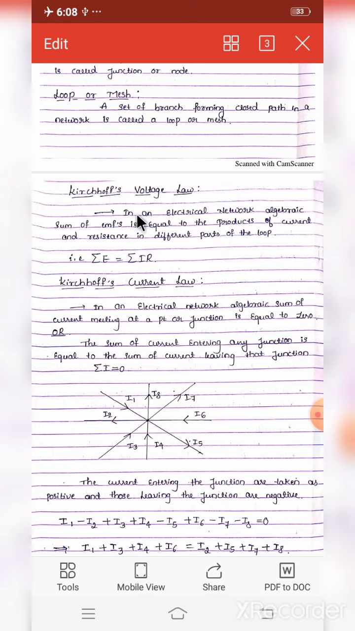Already Kirchhoff's voltage law and current law, you will learn in your second PUC. See here, very easy this is. In an electrical network, the algebraic sum of the EMF is equal to the product of current and resistance in different parts of the loops. Here, the algebraic sum E1 plus E2 plus E3, these are the EMFs. Those can be written as summation of E: capital E1 plus capital E2 plus capital E3 and so on up to plus capital En. Those can be written like this: summation E equals summation I into R. I means current, R means resistance, the product of the current and resistance.